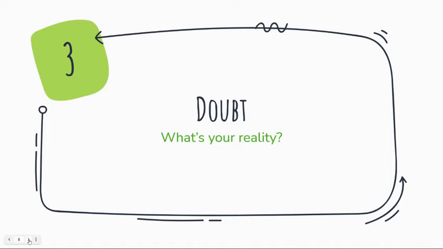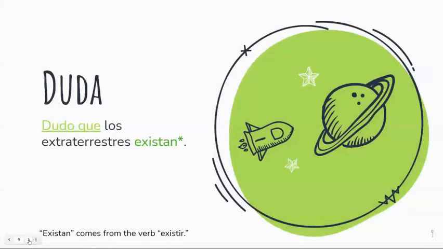So let's get into it. Why do we use the subjunctive with doubt? Well, what's your reality? The word for doubt is duda, and therefore to doubt is dudar. Yo dudo que los extraterrestres existan. Though existan comes from the verb existir, it looks like an AR verb. It's the opposite of what is quote unquote normal.